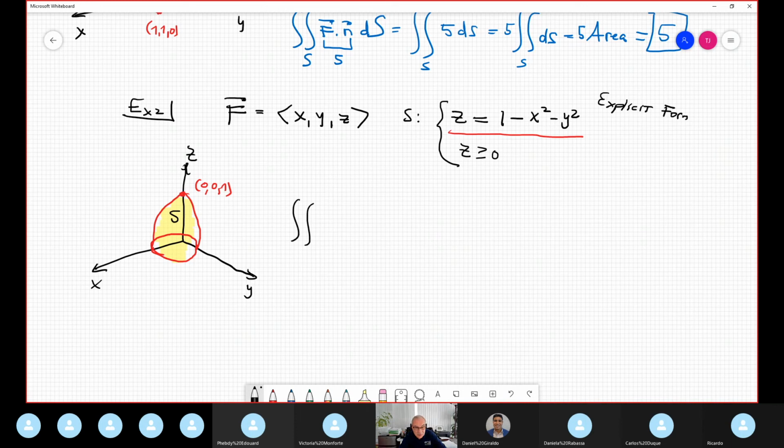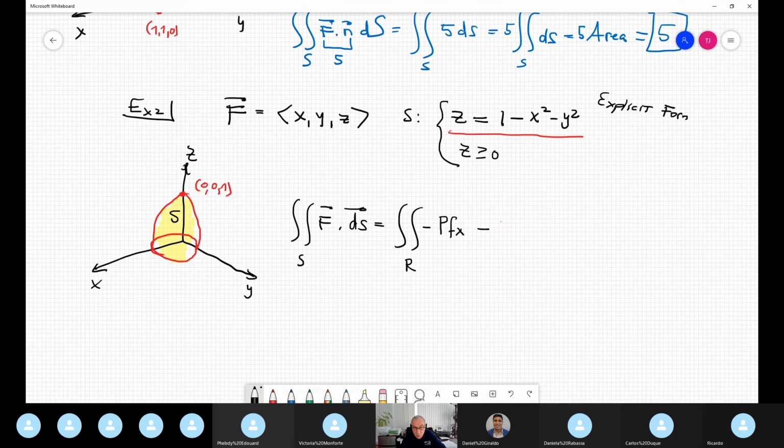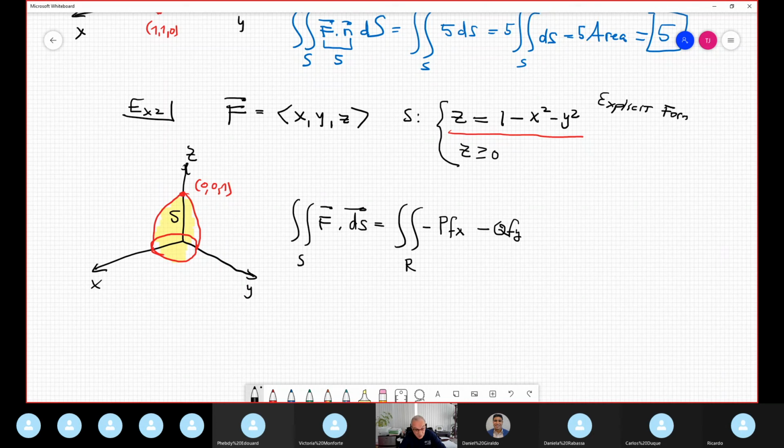So this surface integral I can interpret as a double integral, and the formula is the double integral of minus P partial derivative of f with respect to x minus Q partial derivative of f with respect to y plus R, dA. I put dA in general because I don't know if I end in polar or not. I suppose yes, because the base is a circle. And who is little f? Little f is always z.